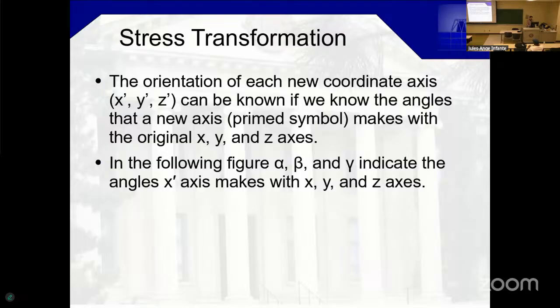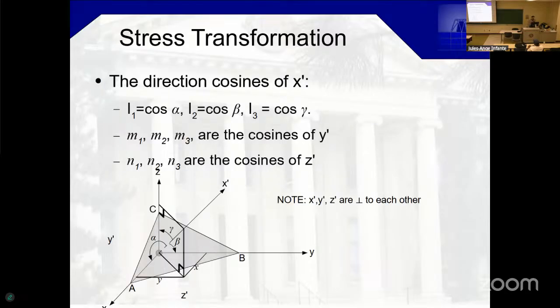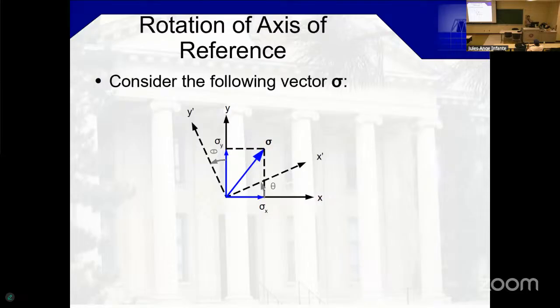And we can define the direction cosines of each of these angles. Well, as you can see, it gets a little bit messy, so we start looking at things in one direction. First, we're gonna consider how do we rotate a vector? If I have a vector and I want to rotate it in a given direction, what do I do?